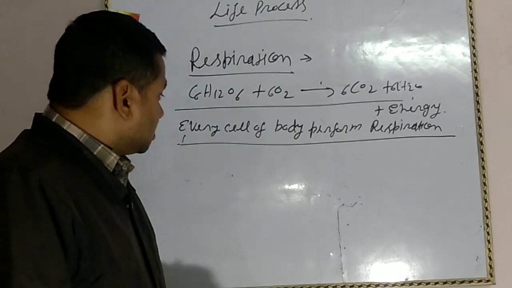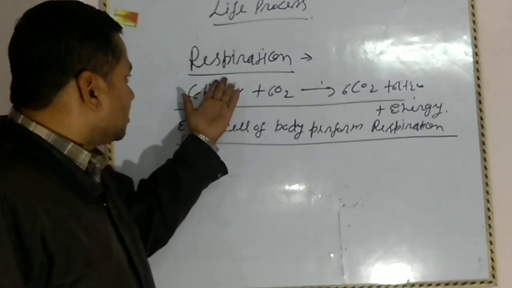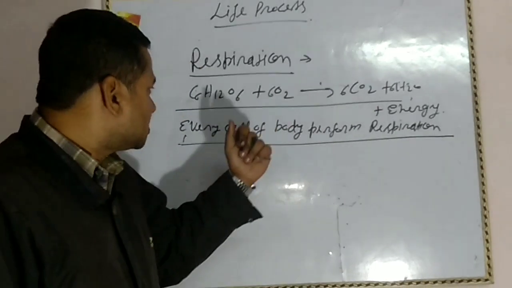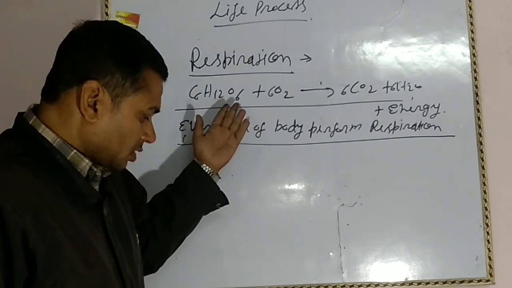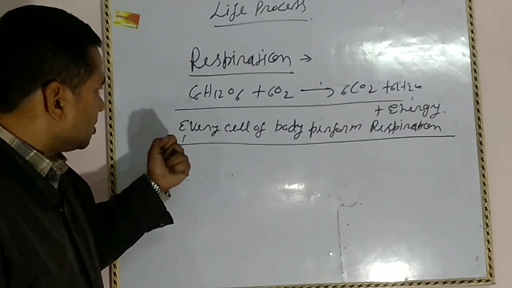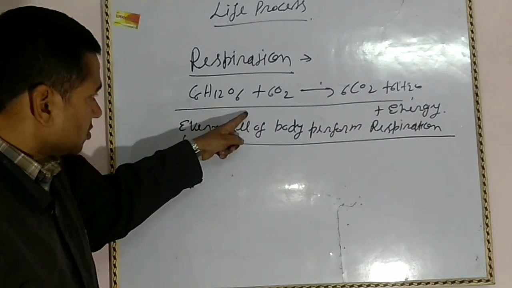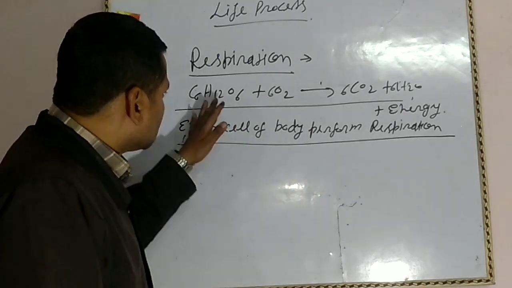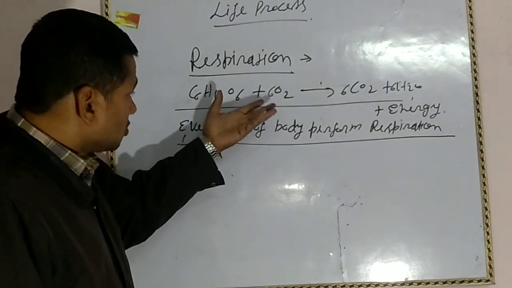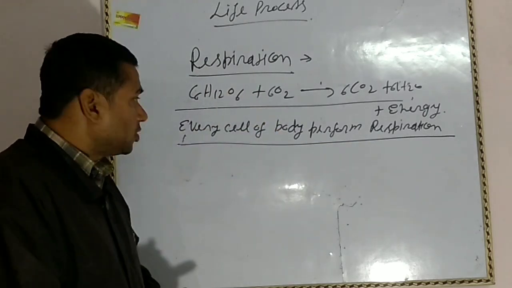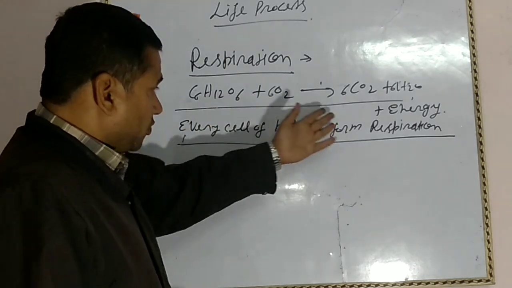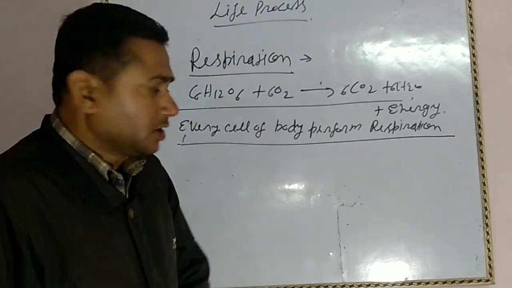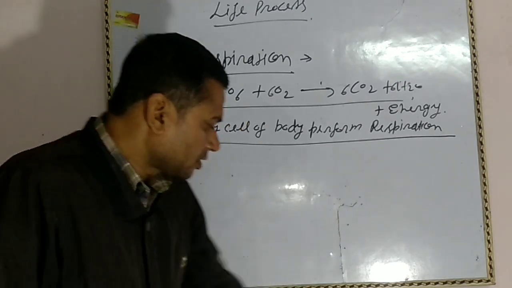Now if you want to write the definition of respiration, you can simply make it by seeing this reaction. It is the process in which oxygen is taken inside the body so as to oxidize the food. This glucose is nothing but food, because plants form the food in the form of glucose. So the process in which oxygen is taken inside the body to oxidize the food and form energy, and CO2 is released out of the body, is called respiration, right?